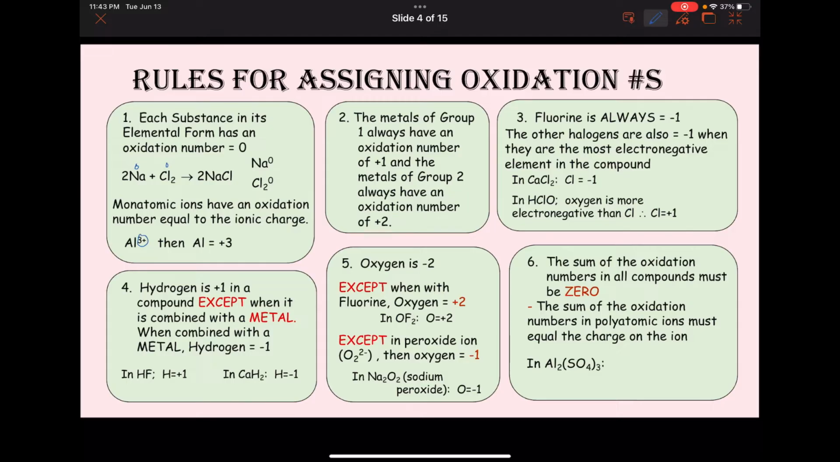In this case, we are looking at aluminum sulfate, which is a regular neutral compound, so the sum of the charges is going to be equal to 0. However, in the case of the sulfate ion, the sum of the oxidation states of sulfur and oxygen must be equal to -2.